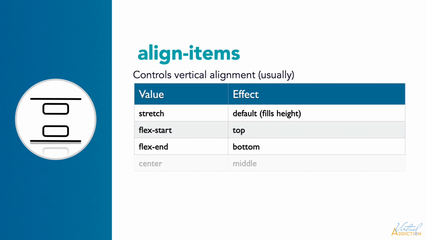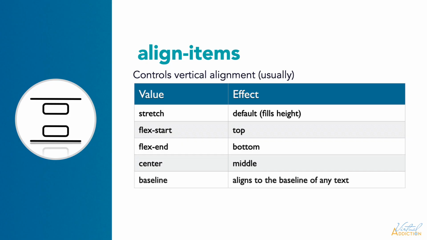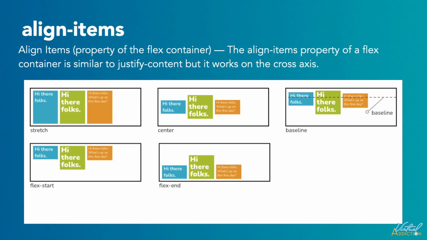But if we assume that the cross axis is running from top to bottom, if I set the align items value to stretch, this is the default behavior and it fills the height of the container. We also have flex start, which places items near the top; flex end, which will place items near the bottom; center, which puts items in the middle; and baseline, which aligns to the baseline of any text. Here's a visual representation of what I just talked about. Align items is similar to justify content, but it works along the cross axes.